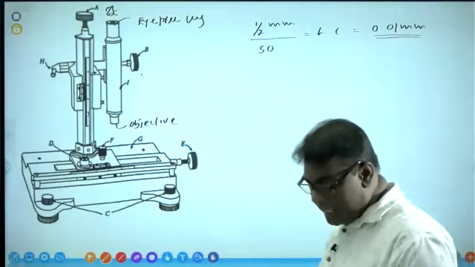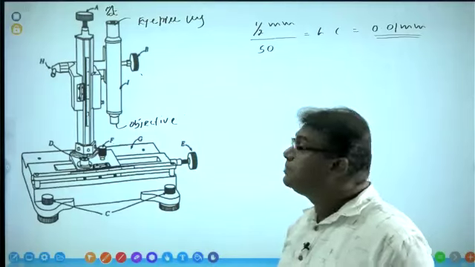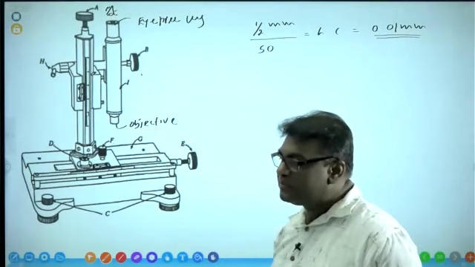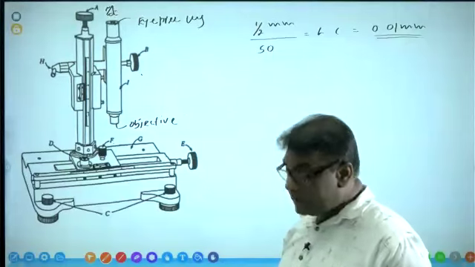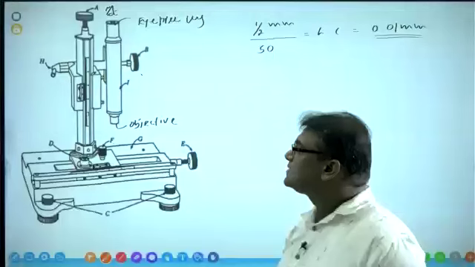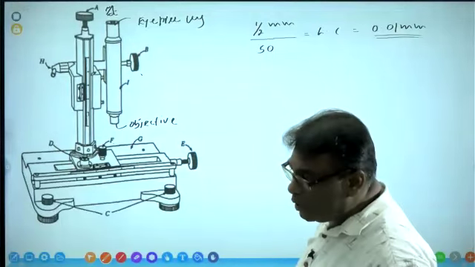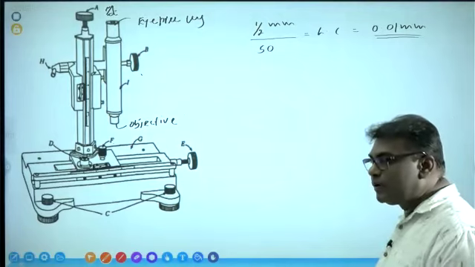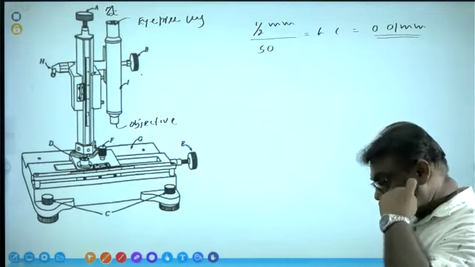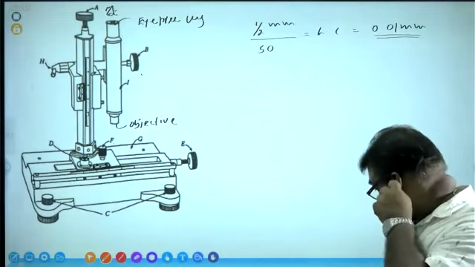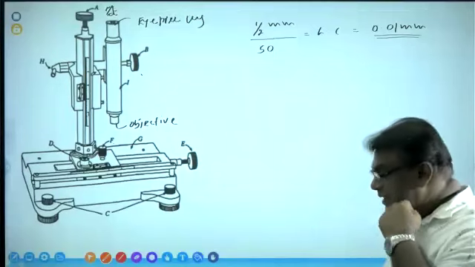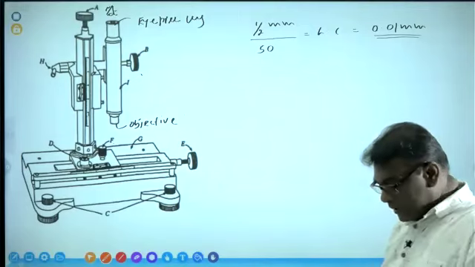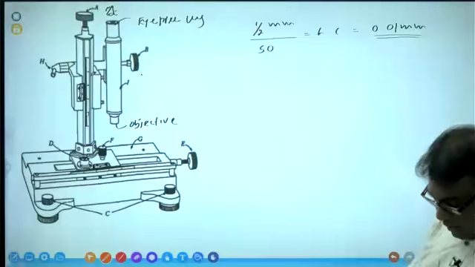Right. Write down: turn the microscope adjustment screw until the clear image is seen on the crosswire. Clear with that? Right.